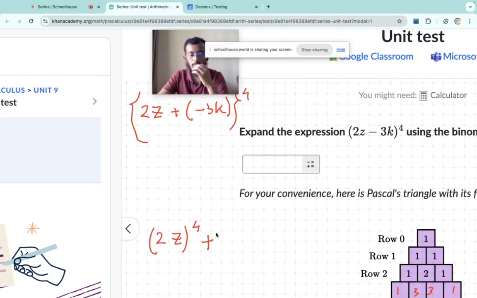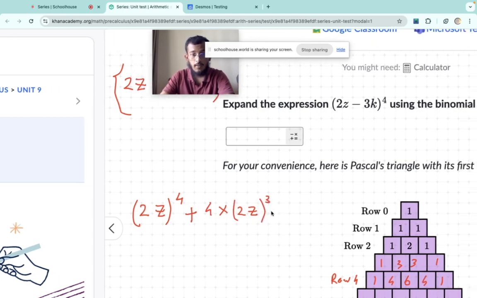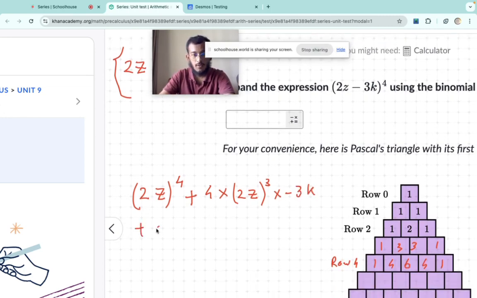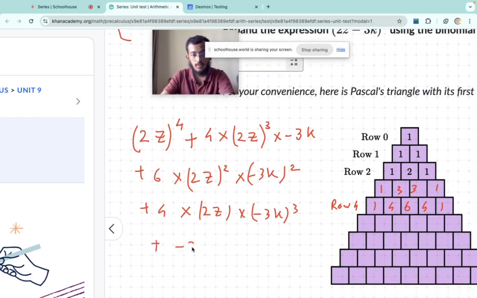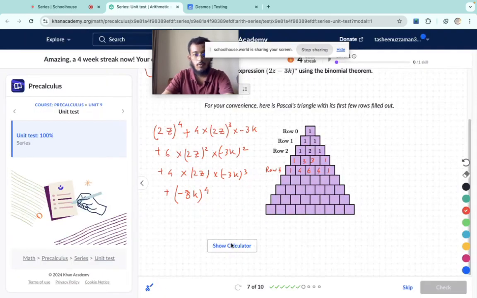So 2z to the power 4 plus, we have the coefficient, which is 4 into 2z whole cube into, we have ones of that, negative 3k, plus the next coefficient, which is 6, into 2z squared into negative 3k squared, plus we have got 4 into 2z one time, negative 3k cubed, plus we have got last term negative 3k to the power 4. So we just have to calculate that for finding our answer.